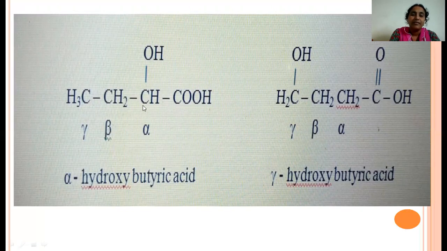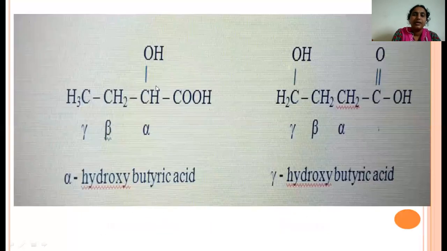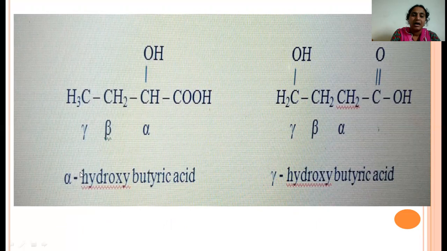Similarly, whenever a long chain is present in the carboxylic acid group, the carbon adjacent to the carboxylic acid is called the alpha carbon, the next carbon or second position carbon is called the beta carbon, and the third position carbon is called the gamma carbon. So we can also write the nomenclature this way. If you see this compound, at the alpha position, or first position, there is an OH group, so we write alpha hydroxy. A total of 4 carbons are present, hence we can write butyric acid, or we can write butanoic acid.